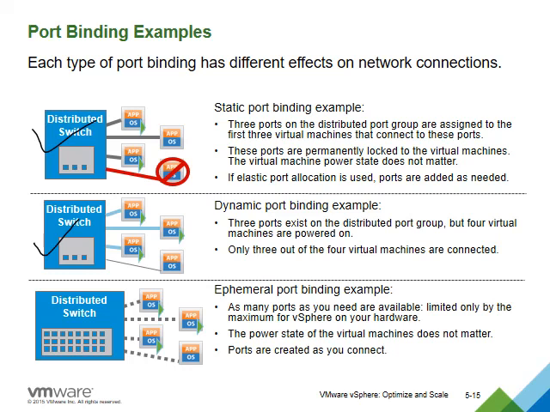When the 4th power is on, it can't connect because we only have 3 groups. Let me go back to this too. Back on the static, same difference. We only have 3. So we'd have to go into the switch and add more ports.